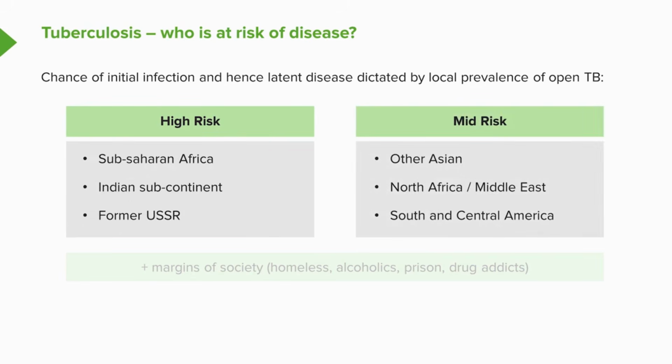The mid-risk countries are other Asian countries, the northern parts of Africa, the Middle East, and South and Central America. In addition, people who are at the margins of society are also quite likely to get exposed to tuberculosis: the homeless, alcoholics, drug addicts, people who have been imprisoned. So this defines the patients most likely to have tuberculosis: where they were born, and if they've been born in the West, whether they are homeless or alcoholic or have a drug addiction.